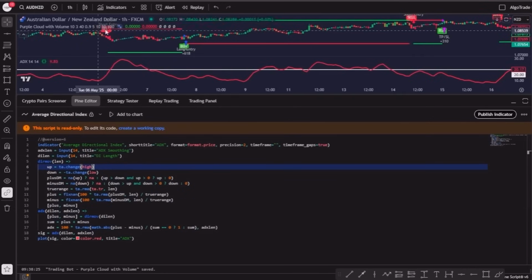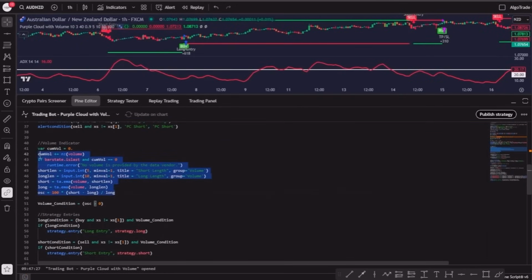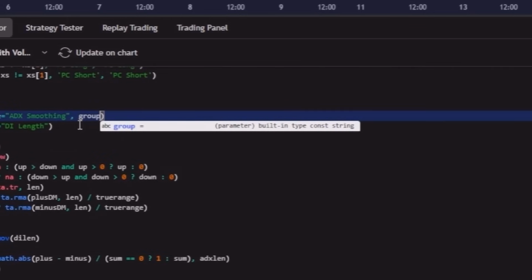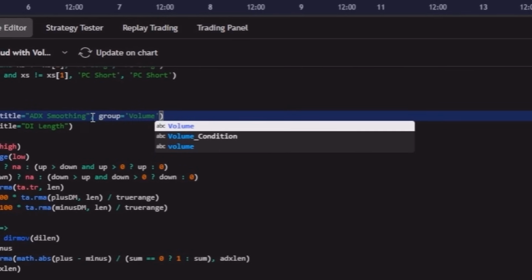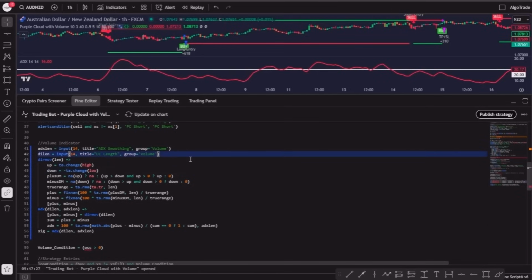Now I will go back to our strategy file and I will replace the volume oscillator code with the ADX logic. I will paste the code right into the same place, and once again I'll remove the plot statement. To keep things clean, I will also add a group label to the ADX inputs, so they appear nicely in the strategy input menu.